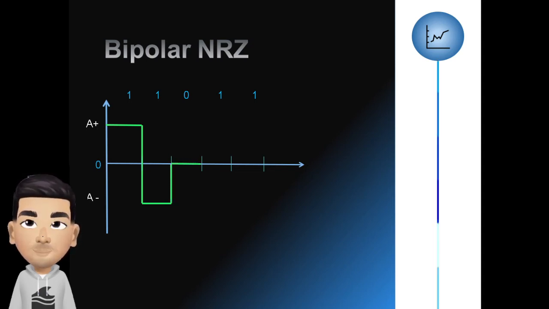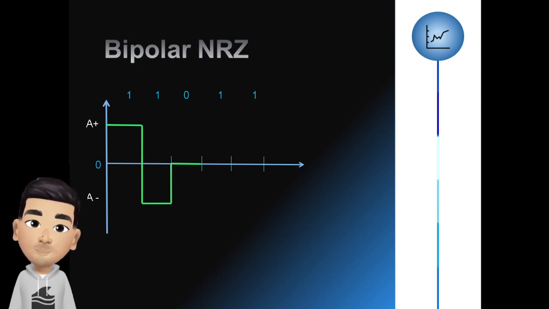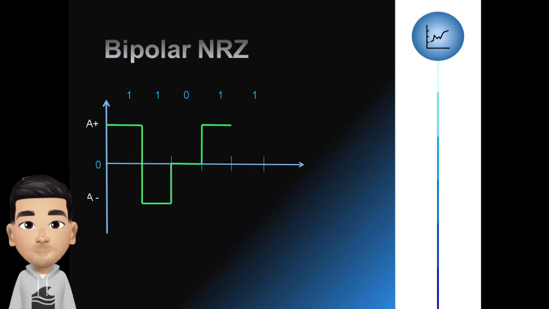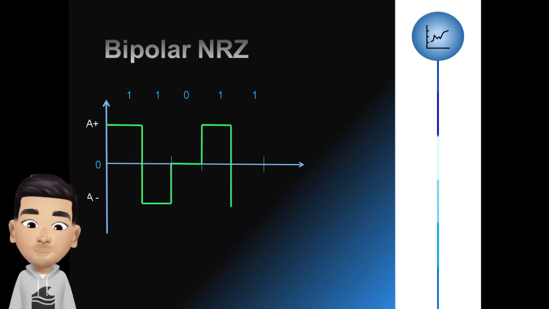Then our next data is 1. Since from the previous data we go from A negative, the next data, which is 1, will go from 0 rise to the A positive to continue one whole cycle, and another 1. Since the previous data is 1, the signal will go again to A negative, or the negative side of the axis, to complete another cycle.